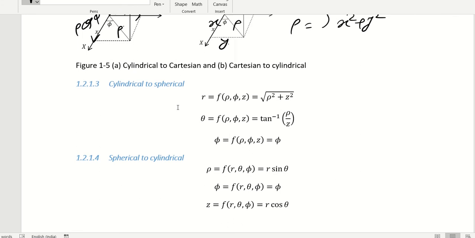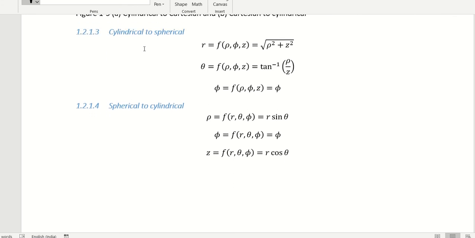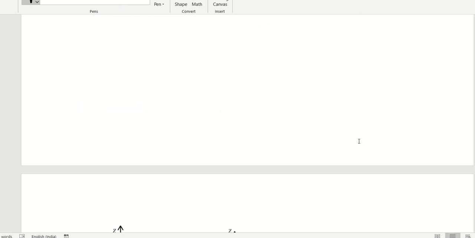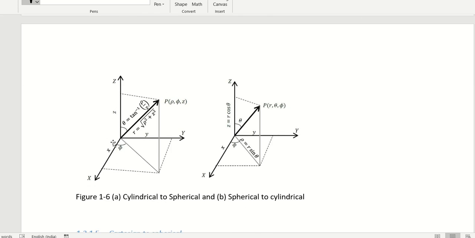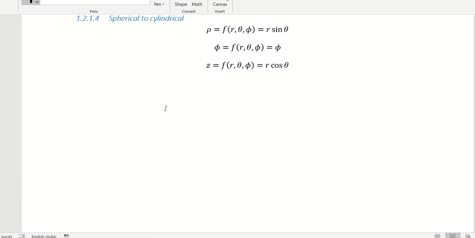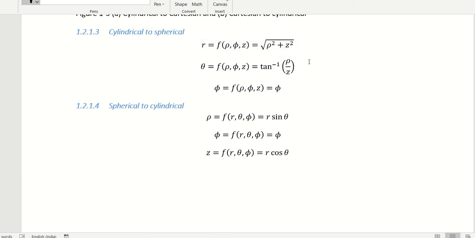Next is cylindrical to spherical. So what will be the values? Suppose this is the diagram I have drawn here, and this is the cylindrical coordinate rho, phi, z. My aim is to get the point P from the origin. From Pythagoras theorem, this is my z and this is my rho, so r will be the square root of rho square plus z square. So this is how we have got r equal to square root of rho square plus z square.